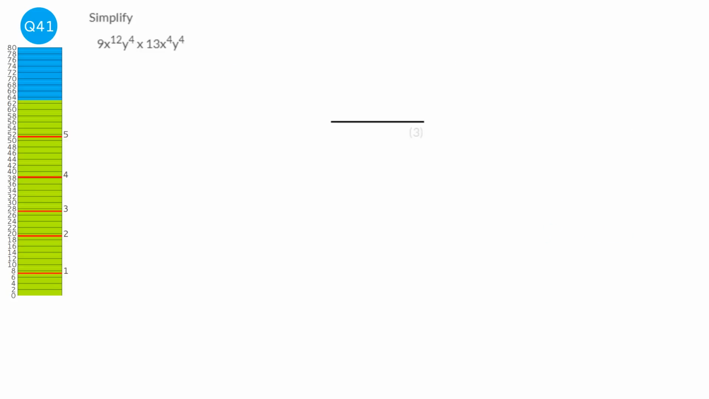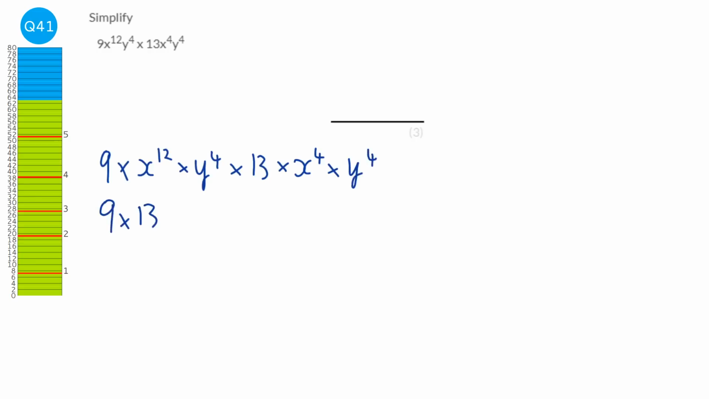There's a lot going on with this question, so I'm going to put in all of the times signs that we don't normally show. So we've got 10 times 12x to the power 4 times y to the power 4 times 13 times x to the power 4 times y to the power 4. And I'm going to reorder these to put the numbers together, first of all. And with multiplying, it doesn't matter which way around you do it, so I'm not changing anything. I'm going to put the x's together. And I'm going to put the y's together.